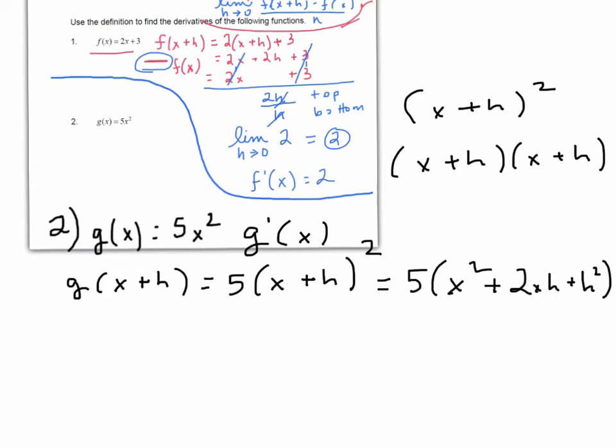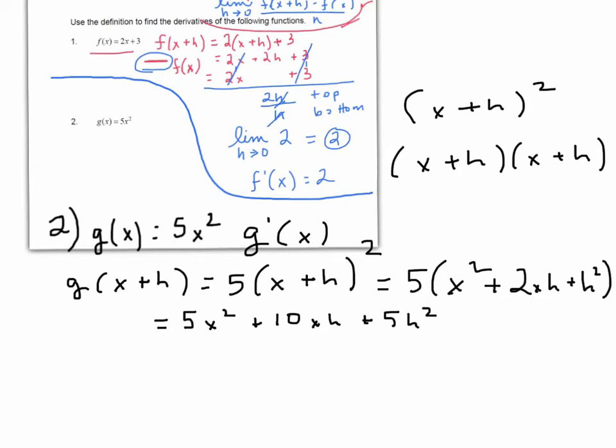And now what we want to do is let's just simplify a little bit and multiply our 5 through. So 5x squared plus 10xh plus 5h squared.